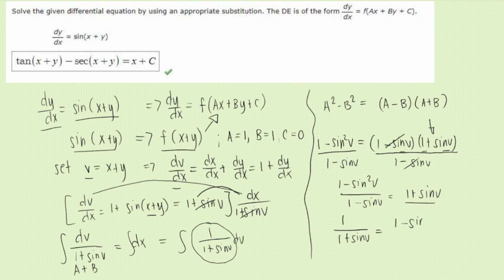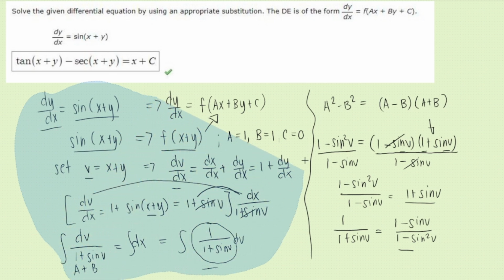Okay, 1 minus sine of v. Bring this to the numerator and bring this to the denominator. That's just it, 1 minus sine squared v. So now we have our integrand here. Let's go plug this value here in our integrand. So let's go delete these.